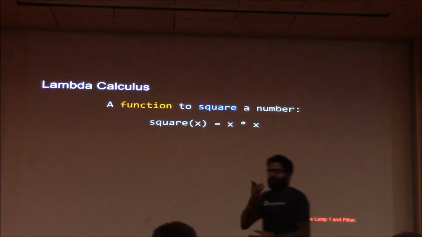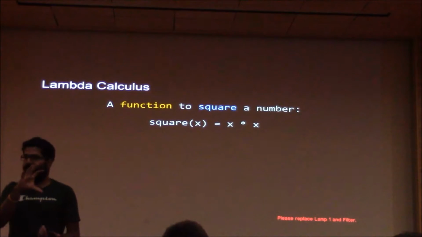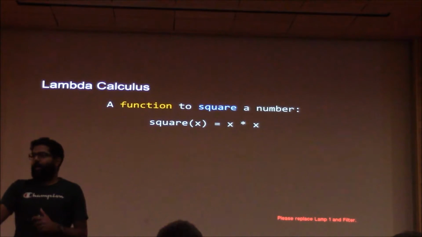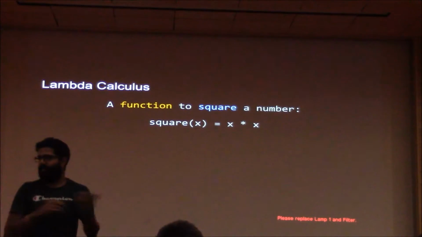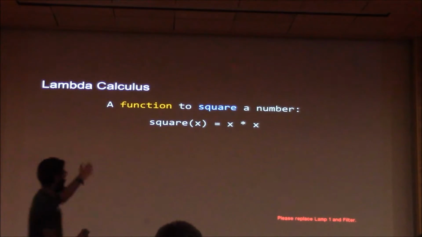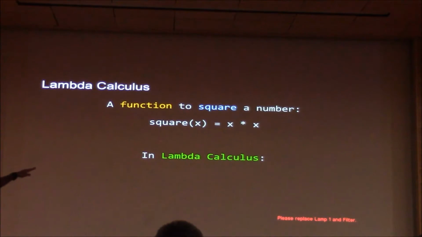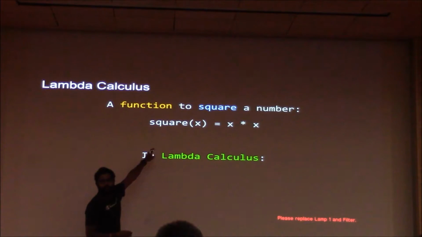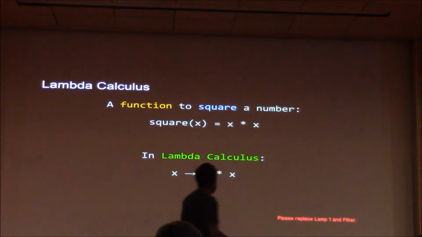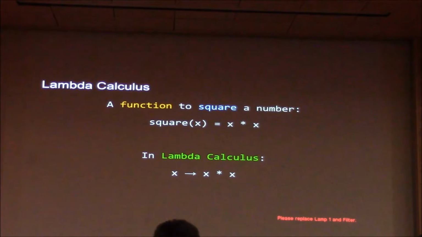If we say y is equal to f of x, that f is a function on the independent variable x, and y is the output. So we can have square of x is equal to x times x. And in lambda calculus, the same line, square of x is equal to x times x, can be represented like this. Lambda calculus is a field in mathematics.